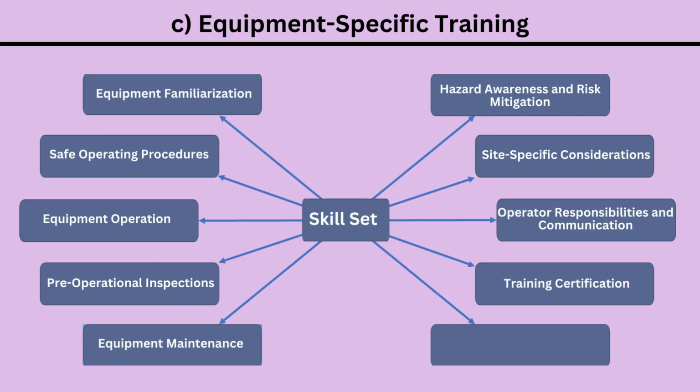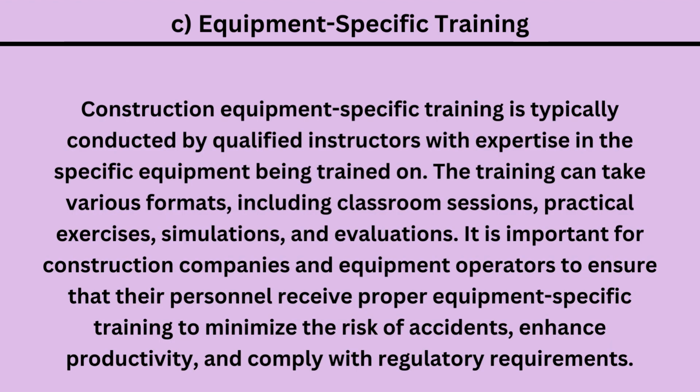1. Equipment familiarization. 2. Safe operating procedures. 3. Equipment operation. 4. Pre-operational inspections. 5. Equipment maintenance. 6. Hazard awareness and risk mitigation. 7. Site-specific considerations. 8. Operator responsibilities and communication. 9. Training certification. Construction equipment-specific training is typically conducted by qualified instructors with expertise in the specific equipment being trained on. The training can take various formats, including classroom sessions, practical exercises, simulations, and evaluations. It is important for construction companies and equipment operators to ensure that their personnel receive proper equipment-specific training to minimize the risk of accidents, enhance productivity, and comply with regulatory requirements.